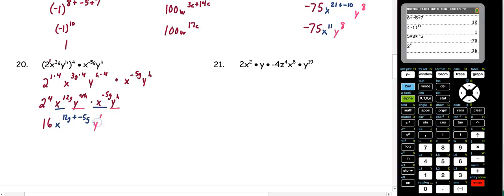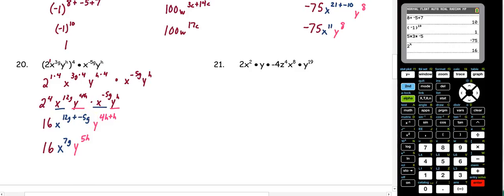So I have y to the 4h plus h. So when I simplify then, I get 16 x to the 7g, y to the 5h.